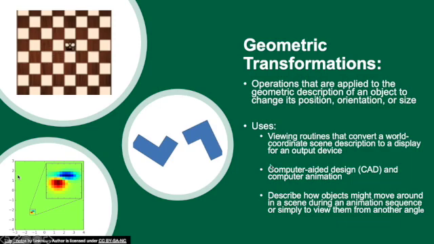Uses of geometric transformation: we can find uses for viewing routines that convert a world coordinate scene description to a display for an output device, or in computer aided design and computer animation. Also, we will find uses to describe how objects might move around in a scene during an animation sequence, or simply to view them from another angle.